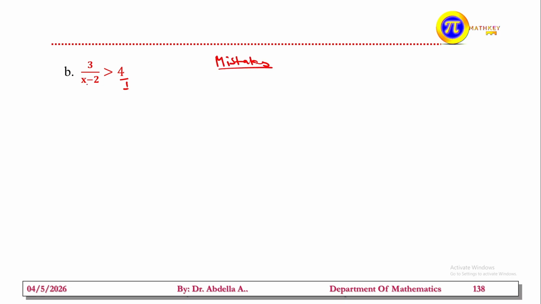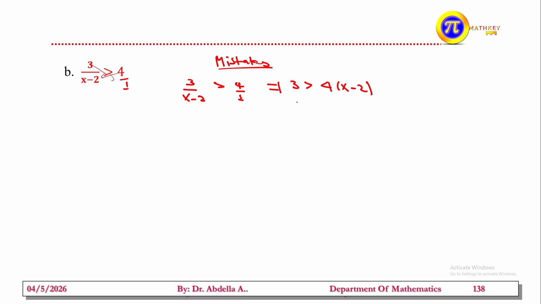Here is 3 over x minus 2. You have to make this 4 over 1. You know that every number has a denominator 1. After that you have to crisscross this one, which implies 3 over x minus 2 greater than 4 over 1. You have to make it in such form. Then you make this crisscross. This implies 3 times 1, 3, greater than 4 times x minus 2.